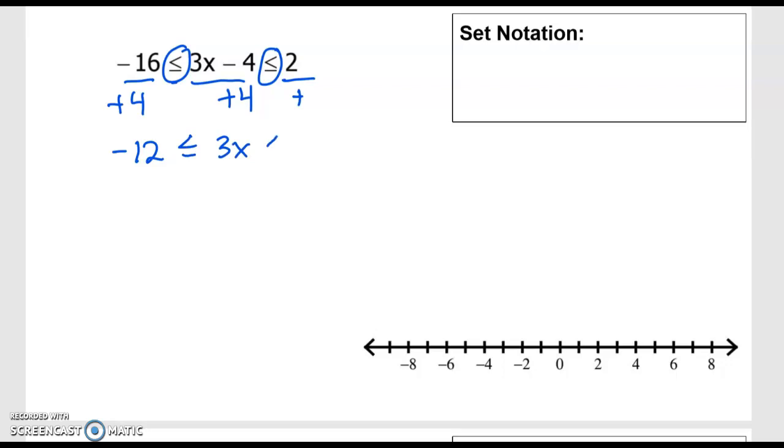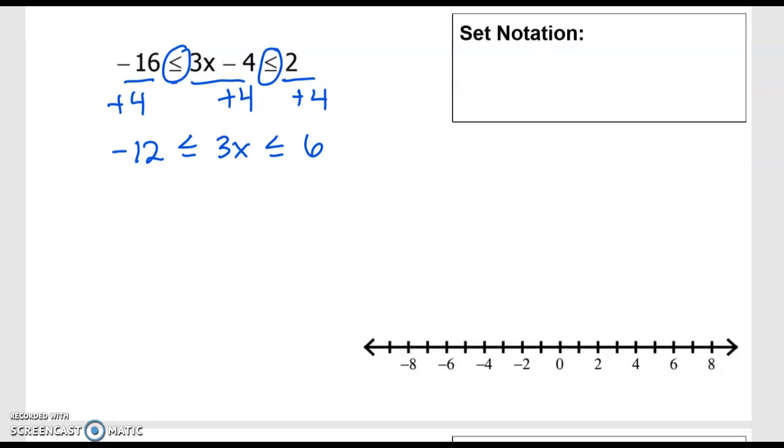Is less than or equal to, whoops, I left out my 4. 2 plus 4, which is 6. So we added 4 to the center, to the left, and to the right. So negative 16 plus 4 gives us negative 12. That canceled that out and left us with just 3x. And that plus 4 was 6.